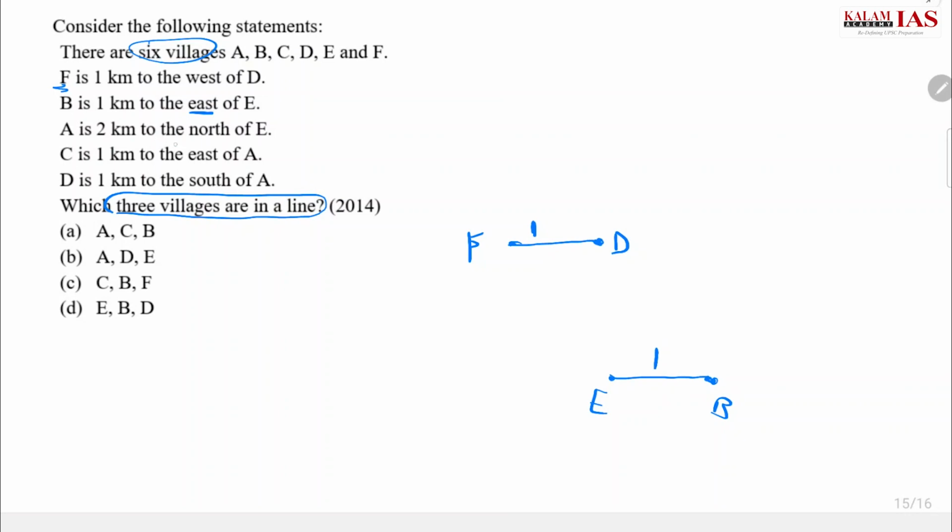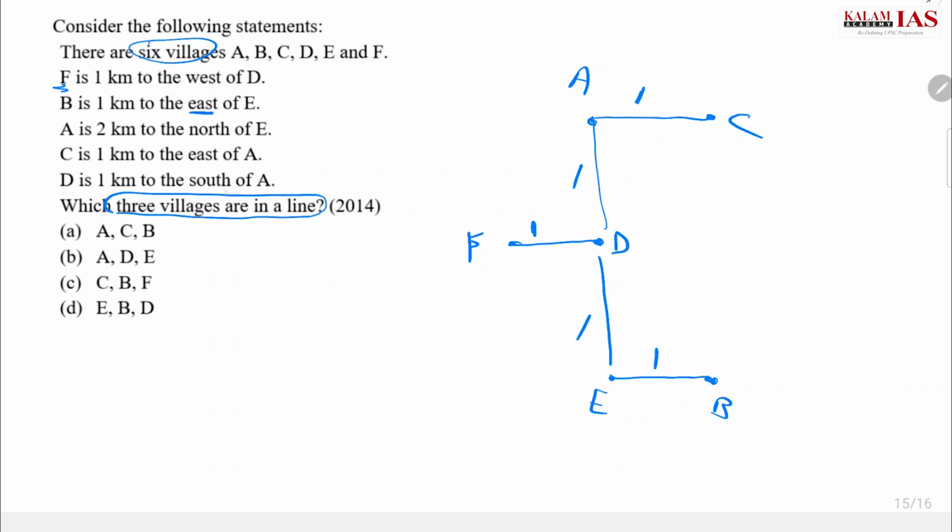A is 2 kilometer to the north of E. So A is 2 kilometer. Suppose this is E. A will be somewhere here because 1, 1. C is 1 kilometer to the east of A. No, C will be again somewhere here, 1 kilometer to the east of A.